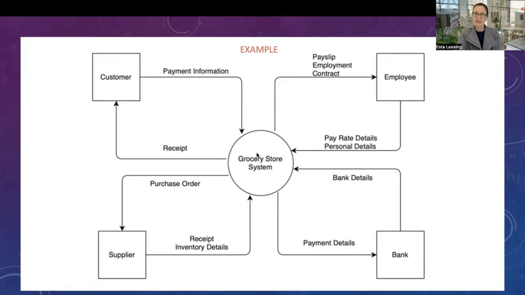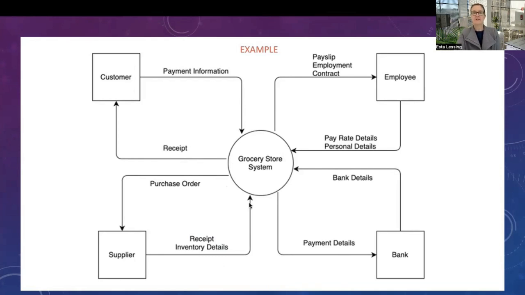Similarly, once you've made your payment, the grocery store system will send data or information back to the customer in the form of a receipt. So as you can see, we can look at another example of the supplier. The supplier possibly has a system of their own, and they basically send us inventory details.